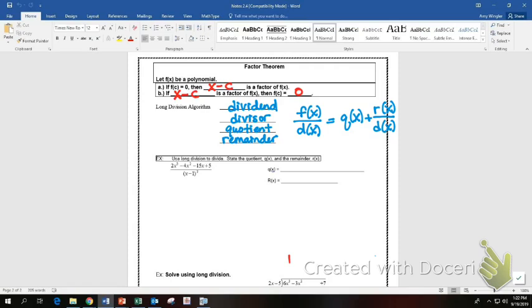So let me label some of these things. Okay, your dividend is right here. Your divisor is the denominator. Your quotient is your answer. And then your remainder is always put over the divisor in your final answer.